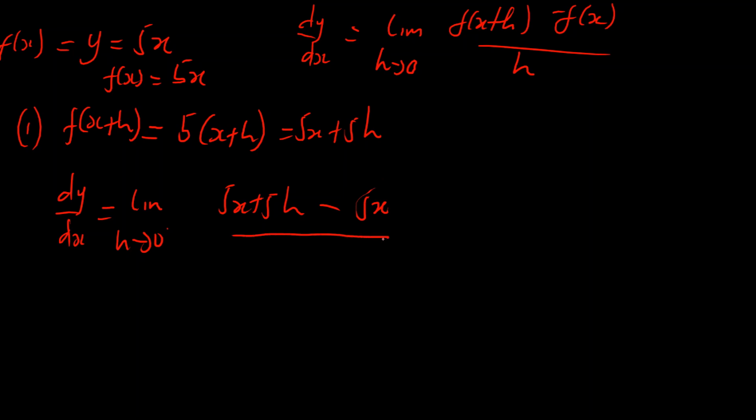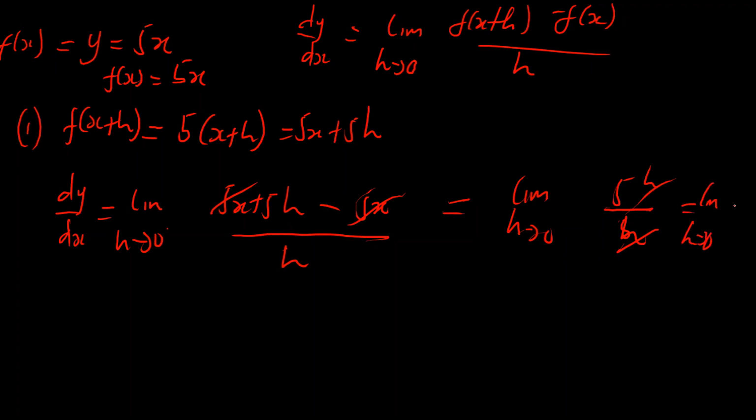all over h. This cancels this out, and this equals the limit as h approaches 0 of 5h over h. So h cancels h out, and this equals the limit as h approaches 0 of the value 5. The limit of a constant is equal to the constant. So dy/dx equals 5. Let's look at another one.